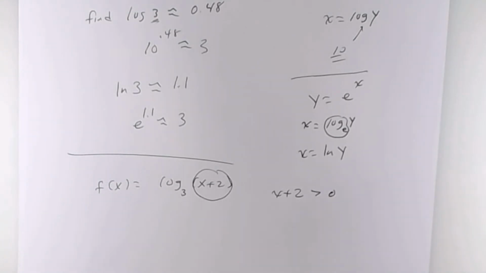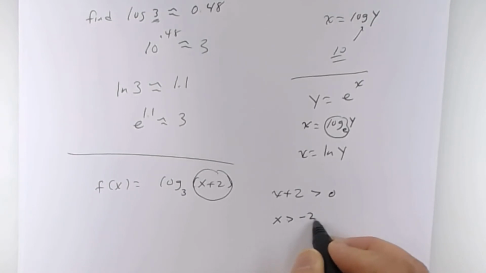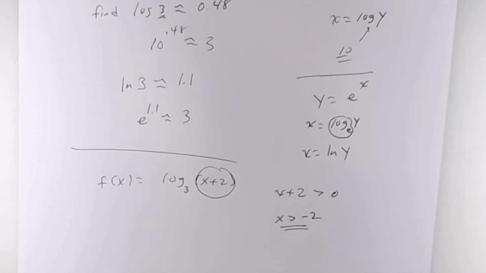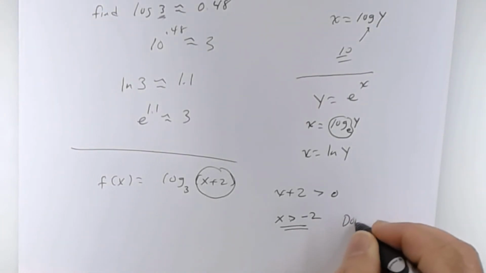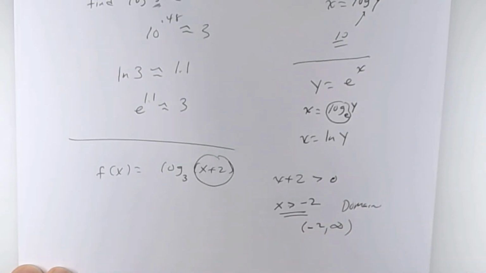0. Not equal to. Can it equal 0? No. Did the base matter here? No, I could have had base 7. I could have had base 6.2. The base has no bearing on my domain at all. It's your argument. And so all you do is solve for x. So what's my domain? Any number greater than what? Negative 2. That's your domain. In interval notation, what is it? Parentheses, negative 2 to what? Infinity. Okay?